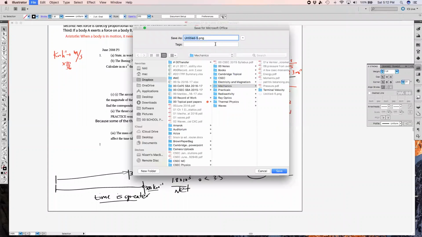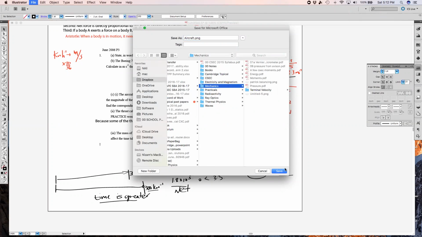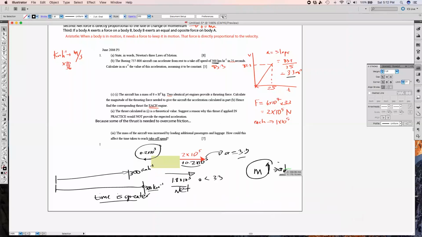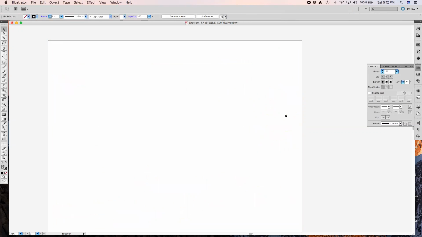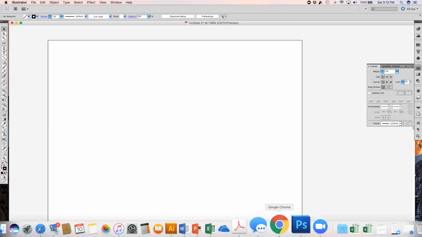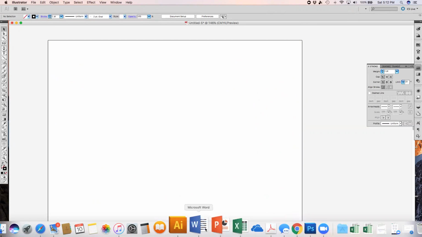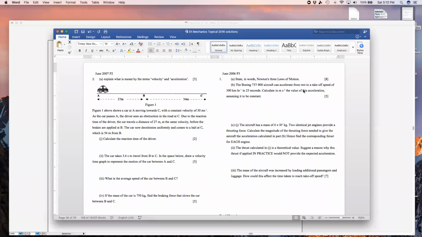So this is aircraft. And again, it's going back in the mechanics folder in Dropbox. And I can clear this now. All right, so that's 1 question on moments, 1 question on kinematics. We're going to go on for another 15 minutes or so.